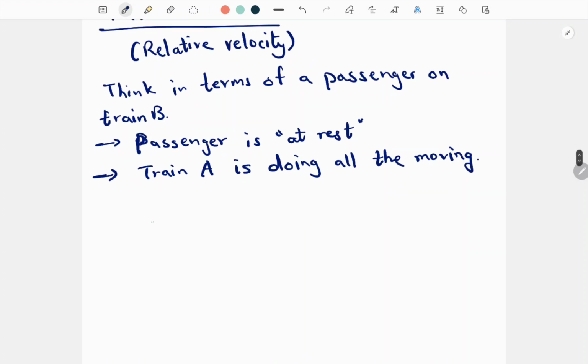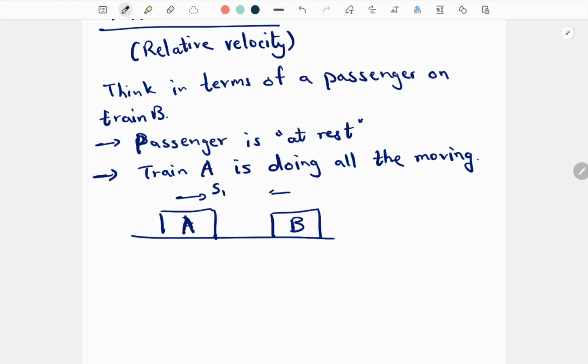Right. So if train B is at rest, let's draw the picture again. This will help us. Train A, I'm going to draw them on the same track. They are on parallel tracks. They are not going to collide, but just conceptually, this is train A and train B. This is moving at a speed, let's call it S1. This is moving to the left at a speed of S2.